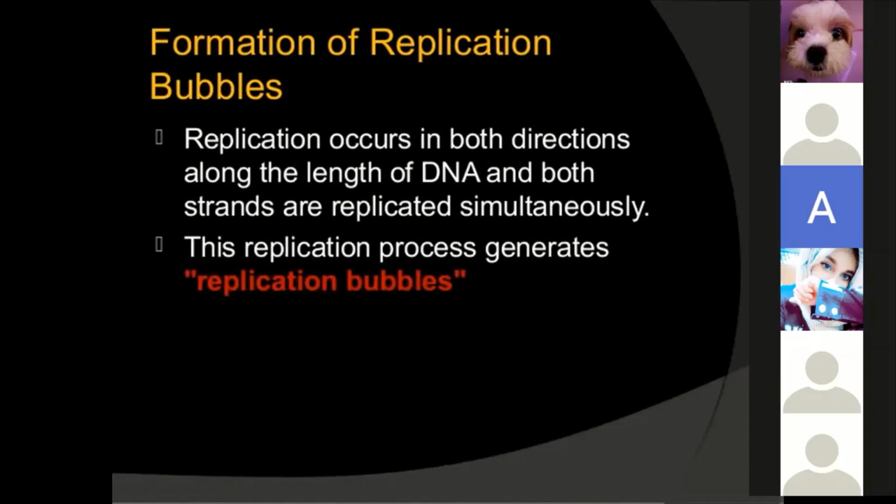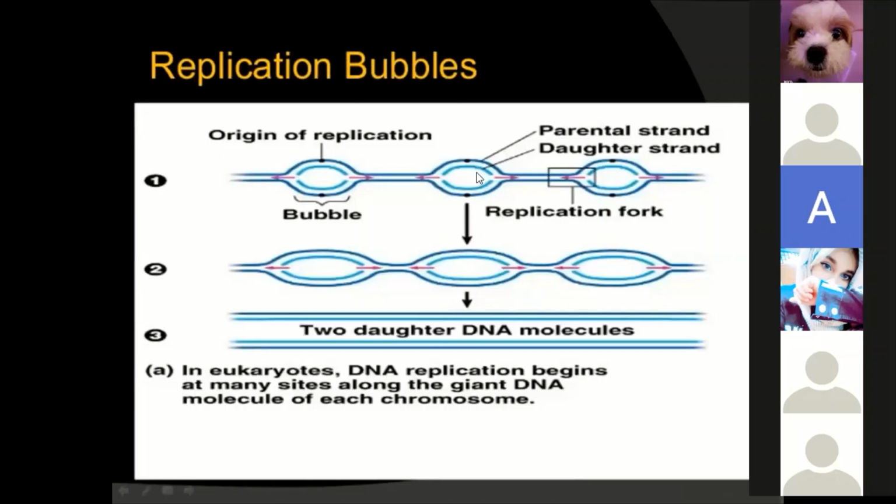Formation of replication bubble: replication occurs in both directions along the length of DNA, and both strands are replicated simultaneously. This process generates replication bubbles, like this. In eukaryotes, there are many origins of replication.